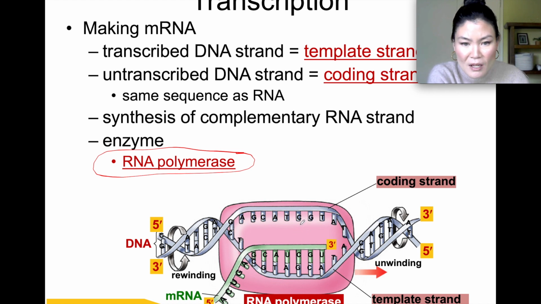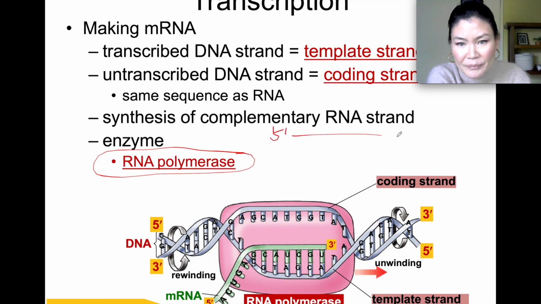It unzips the DNA molecule, and it also synthesizes the complementary mRNA strand. Okay, so the two strands of DNA will be unzipped by RNA polymerase. One of the strands is going to act as a template. This says template strand, okay? And the untranscribed DNA strand is just called the coding strand. It's the same sequence as the mRNA, except instead of the T's in DNA, it's going to be a U, okay?